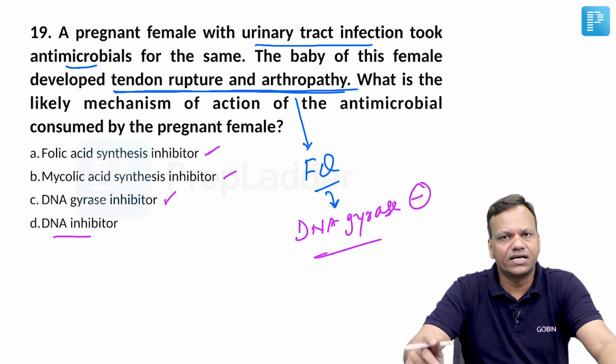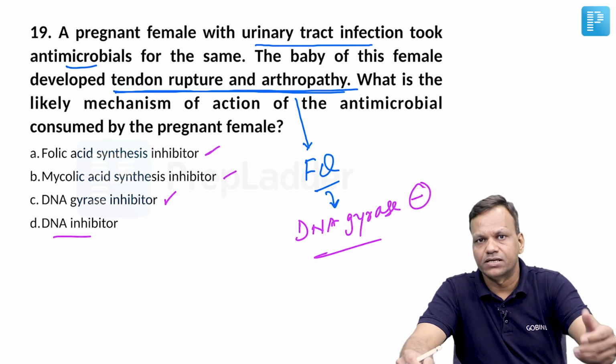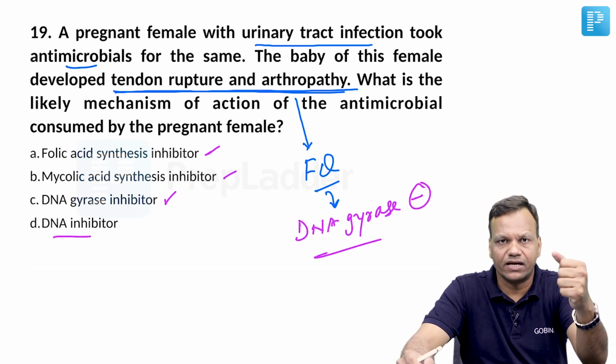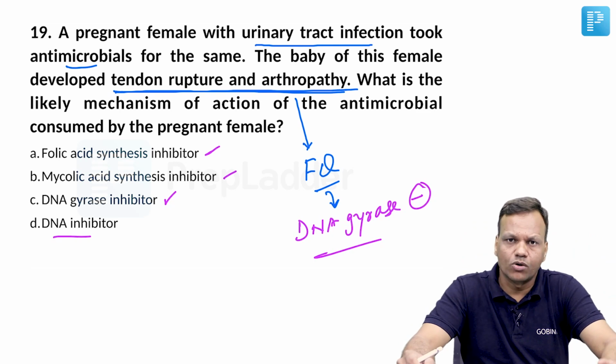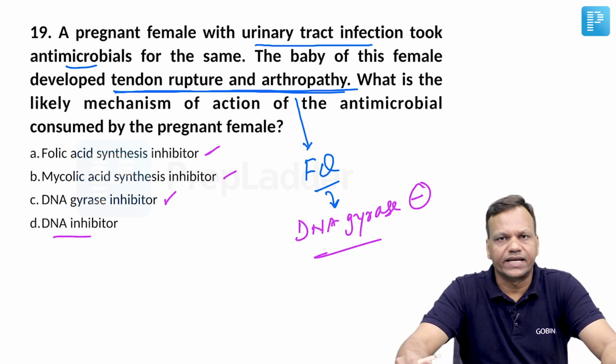And there are many other drugs which work on nucleic acids, like rifampicin. Rifampicin basically works on RNA and indirectly acts on DNA. So RNA polymerase inhibitor is rifampicin. So answer here is DNA gyrase inhibitor.